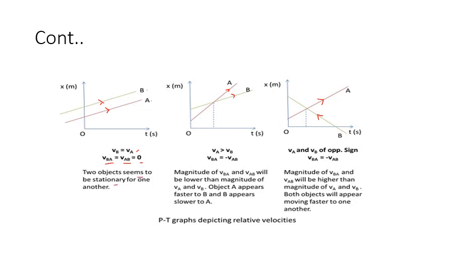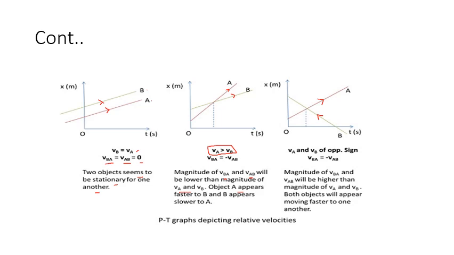You may experience this when you are traveling in a train, right? Both the objects seem to be stationary for one another, but both the trains are moving with the same speed. Is that clear? Then look at the second graph. If the velocity of object A is greater than object B, then the magnitude of VBA and VAB will be lower than the magnitude of VA and VB. Object A appears slower to B and B appears slower to A, because the velocity of object A is more than the velocity of object B.